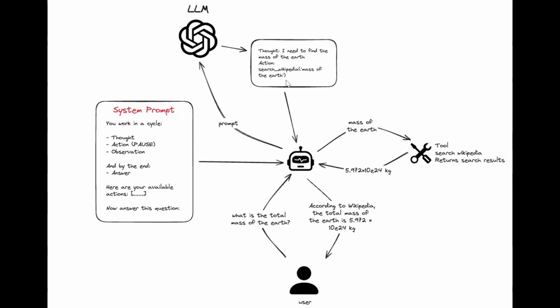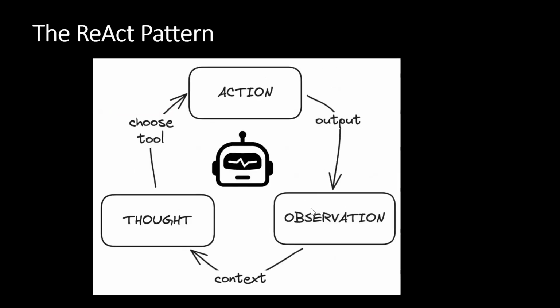And once the response is given back, what we need to do is call that tool by providing the mass of the Earth. That tool, which is a Python function, will get executed. It will return the search results. It will say, okay, 5.9 into 10 to the power 25 is the mass of the Earth. And the response will be returned. So the output of the action is always an observation.